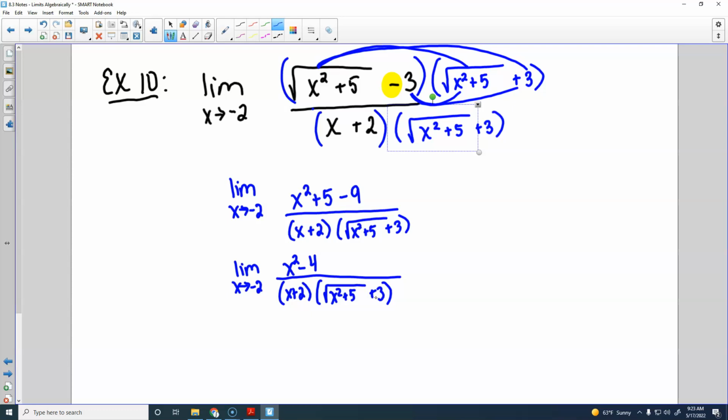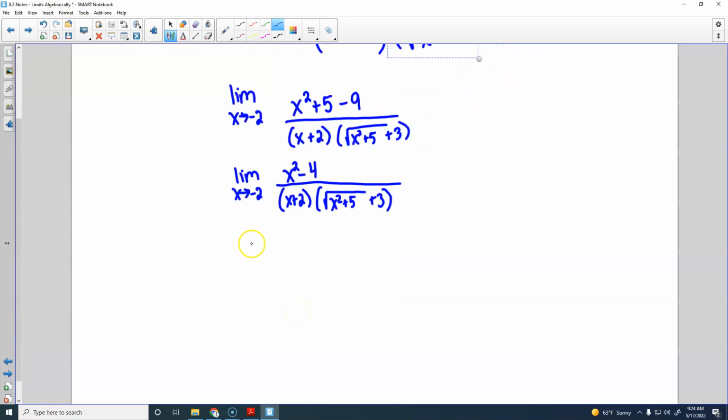Now the other two, something just canceled. So that made it, from that point, pretty easy. Nothing cancels here. What should we do? Okay, factor that numerator. What does it factor into? Very good. x plus 2, x minus 2 in that numerator.